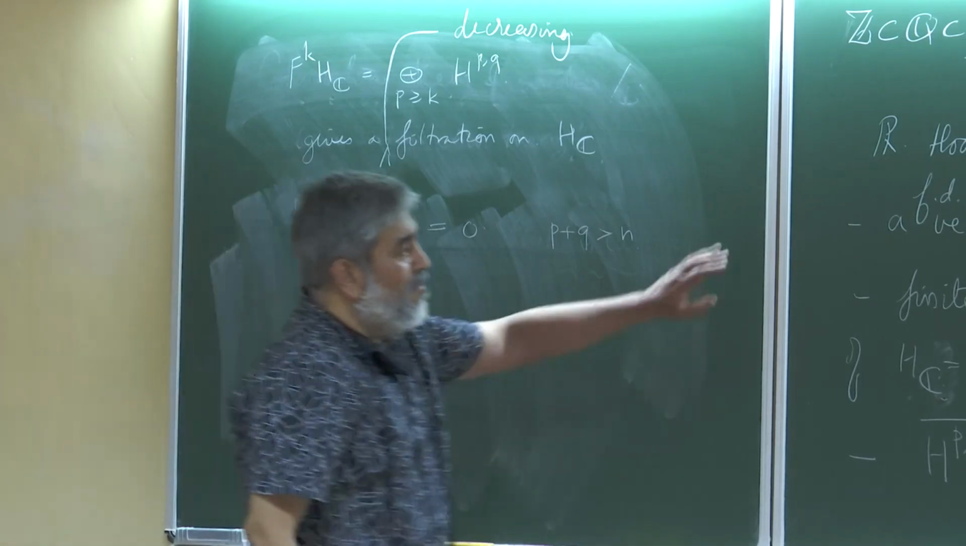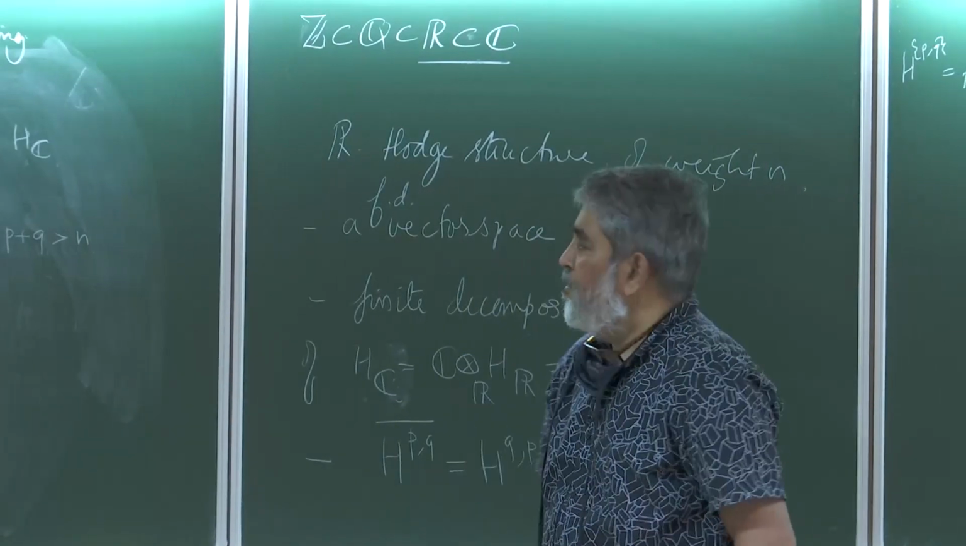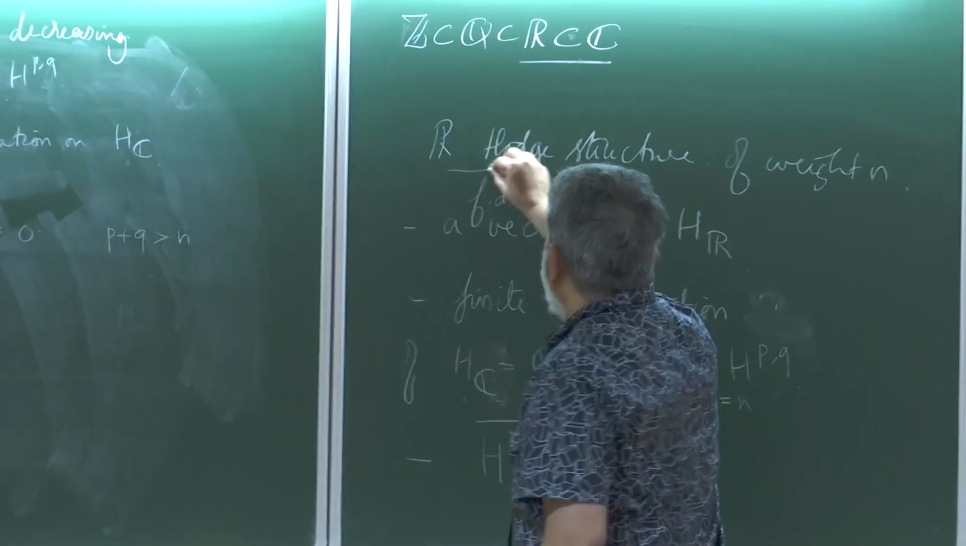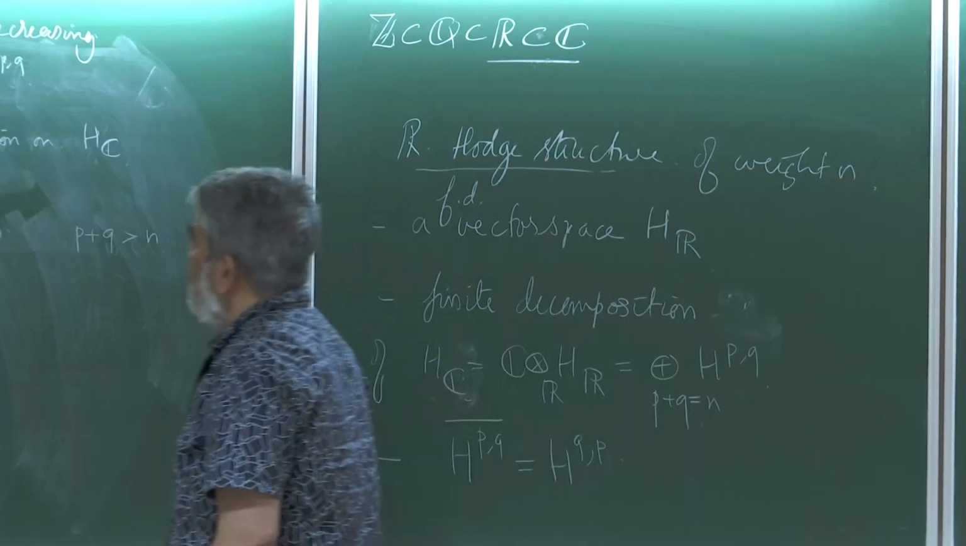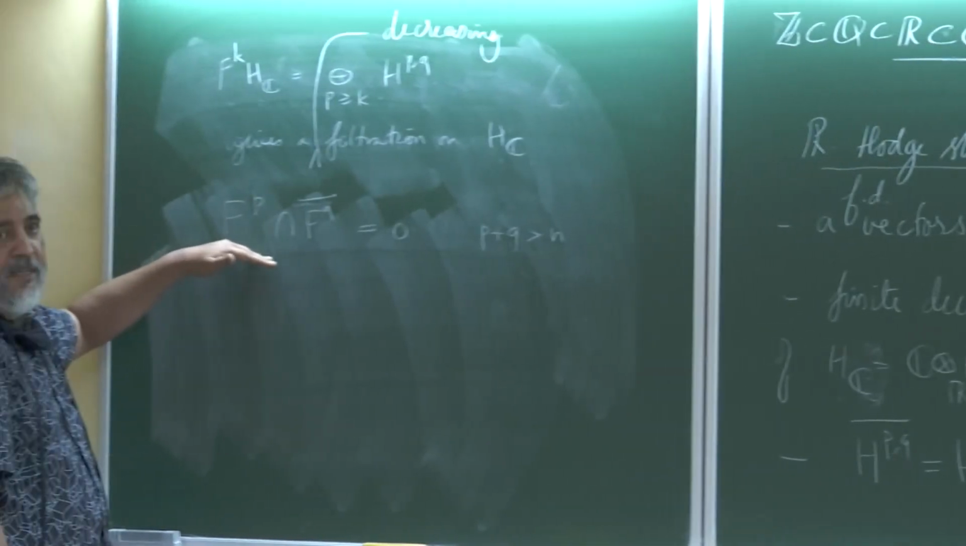No, you always start with the real vector space. Right? So we are always talking about R Hodge structures. So we have a complex vector space and we have a filtration on it which has this property.